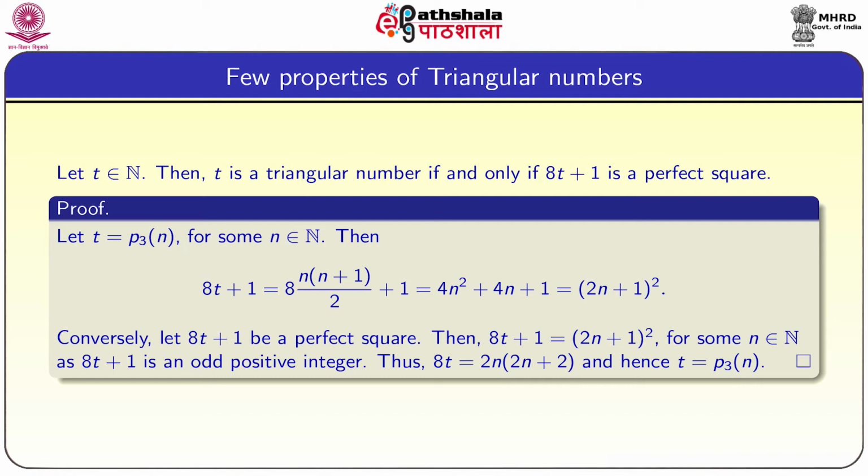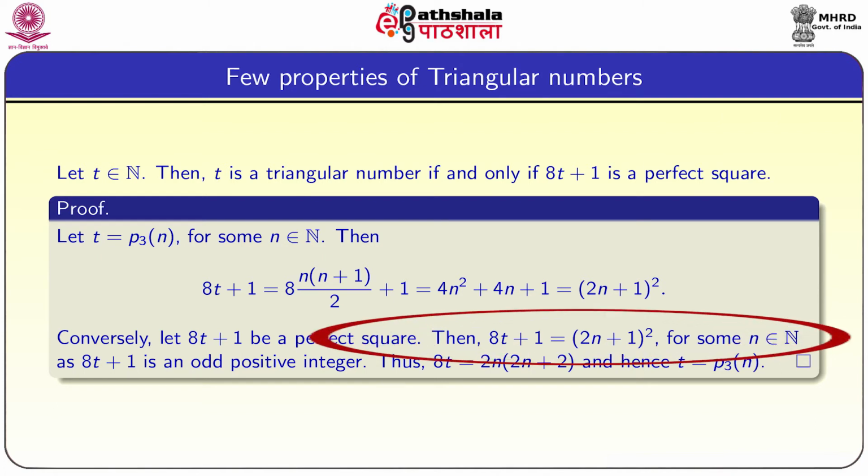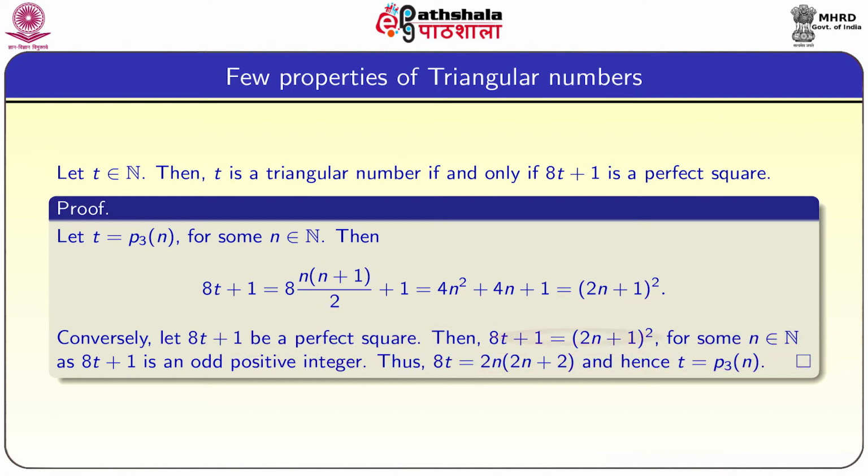So, assume conversely, suppose that 8t plus 1 is a perfect square. Then 8t plus 1 is equal to (2n plus 1) whole square. It is because 8t plus 1 is an odd integer, so it is a square of some odd integer. That is why we took 8t plus 1 equal to (2n plus 1) whole square for some n belongs to N. Thus 8t is equal to 2n into (2n plus 2). Hence we will get t is equal to P3 of n. So, this is an if and only if condition.